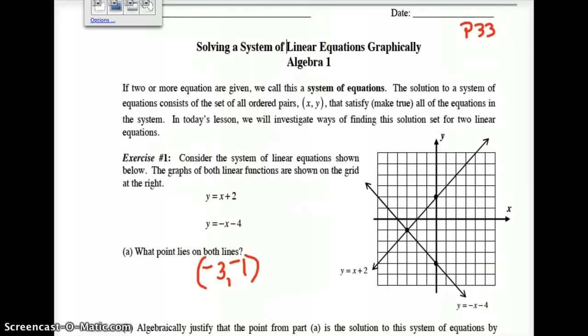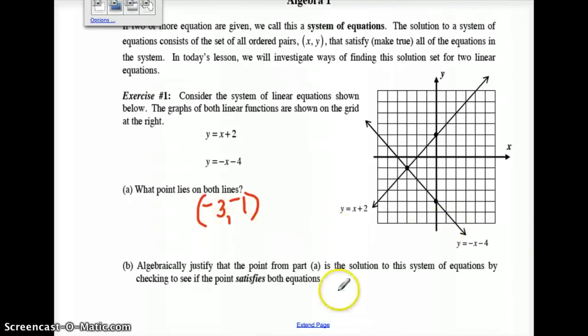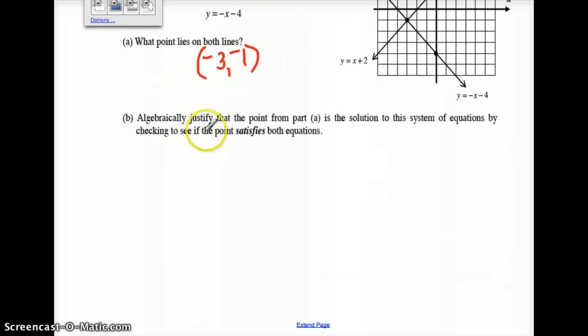Okay, so part B here, let me scroll down. Part B says, algebraically justify that the point from part A is a solution to the system of equations by checking to see if the point satisfies both equations. Satisfies both equations simply means substitution. We're going to substitute in the x and the y values of the coordinate pair into the two equations that were given. So if you look above, it's y equals x plus 2, and the second one was y equals negative x minus 4. So we have an x value of negative 3 and a y value of negative 1.